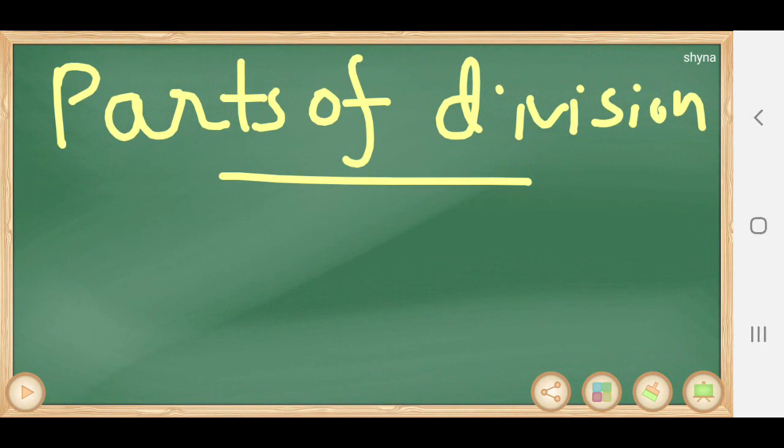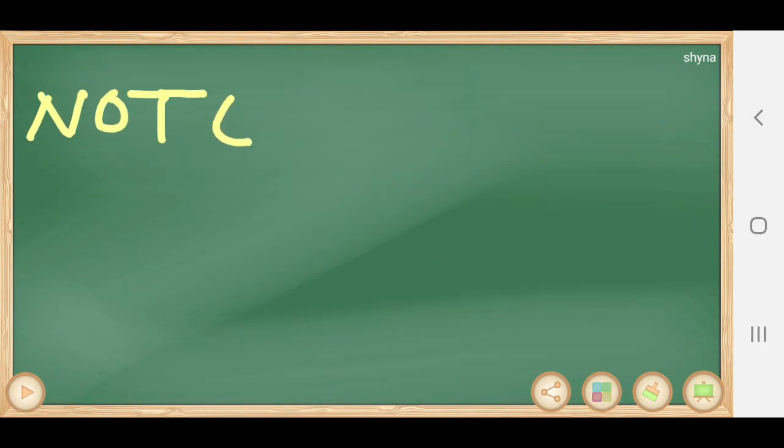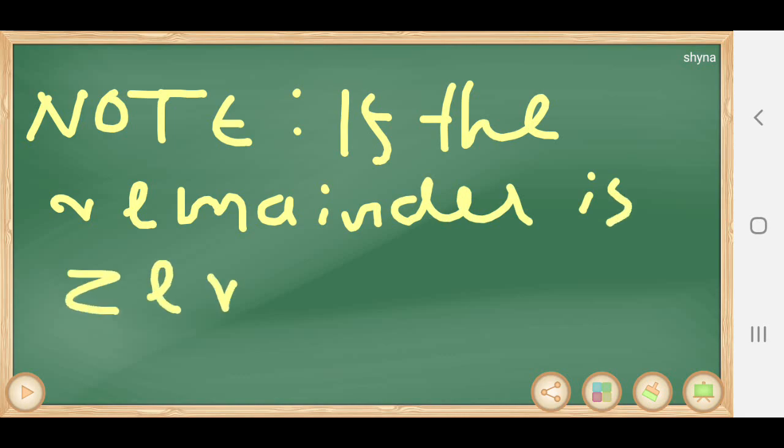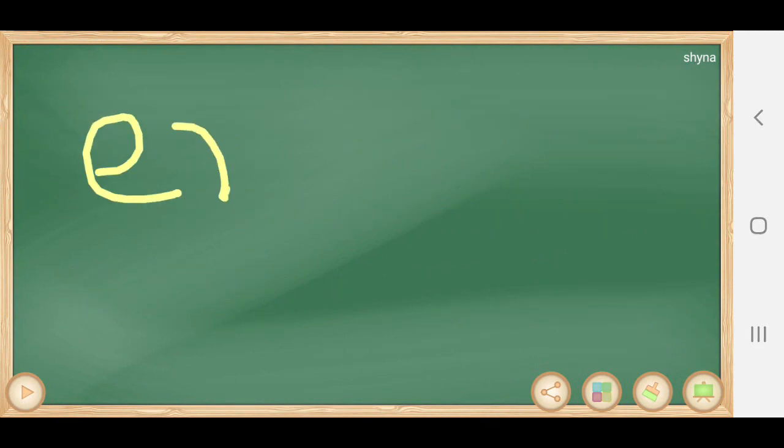Below that you write note. If the remainder is 0, we can tell the divisor is the exact divisor. Exact divisor.